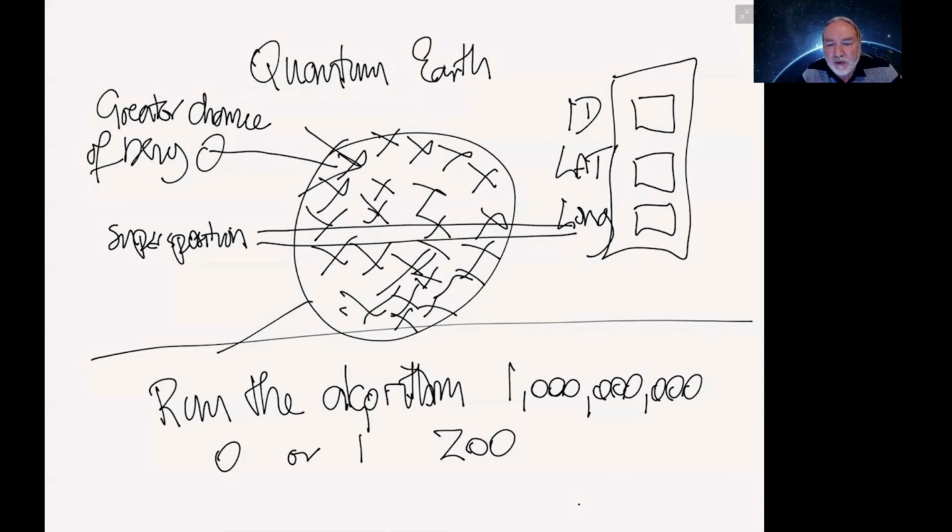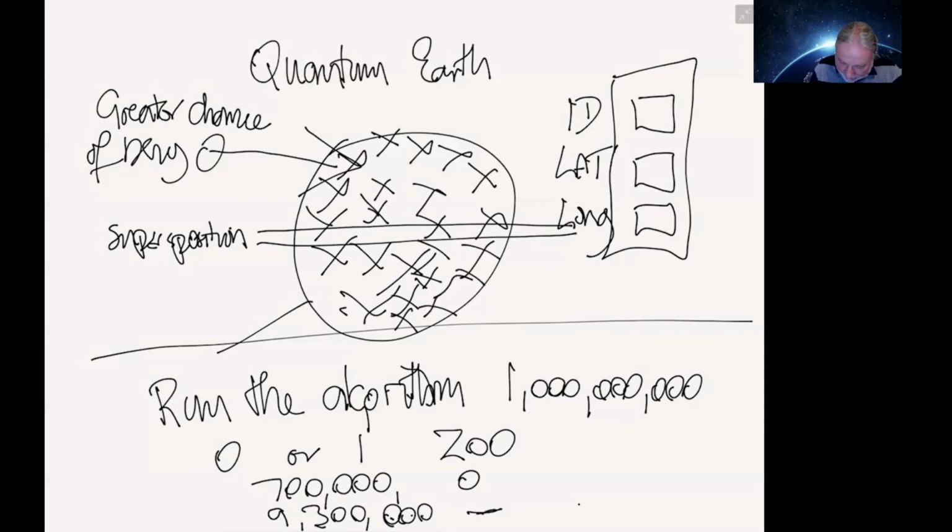But what we get if we run it a billion times, we might get 700,000 times it's a 0, and then the rest are 1s. I've messed that up, but they have to total up to a billion. It equals 1, and what that gives us is the ID of the zoo paper.